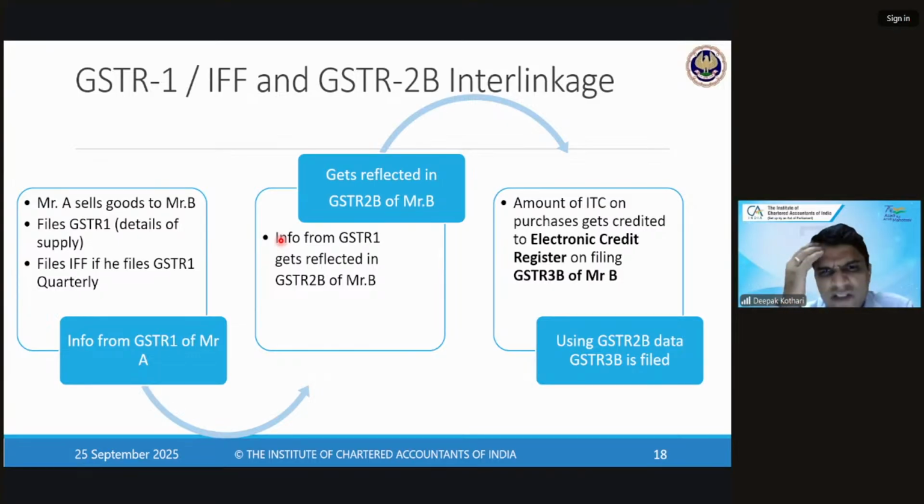So how does one first claim ITC and then utilize it? I mean the process. In the return itself, once you file the 3B, that goes to your electronic credit ledger. And in the same return itself, you can utilize it and offset it with your liability.